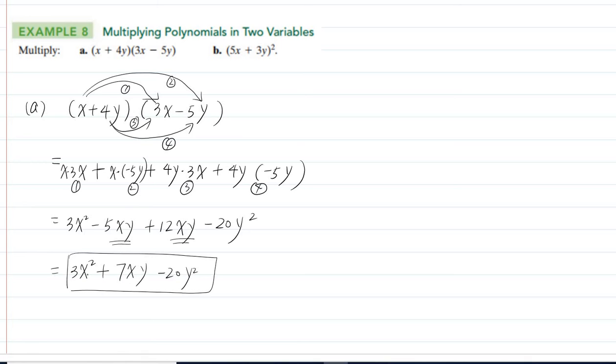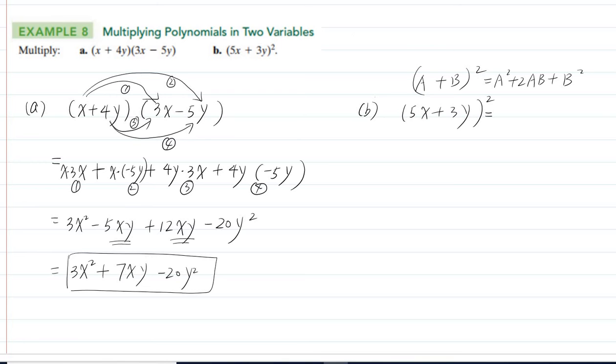Let's look at part B. I'm just going to do it on the right side. Part B, we have 5x plus 3y, squared. That's the same thing as your a plus b squared form, which gives you a squared plus 2ab plus b squared. I'm going to write it right here. Maybe I'll just try to squeeze everything in here.